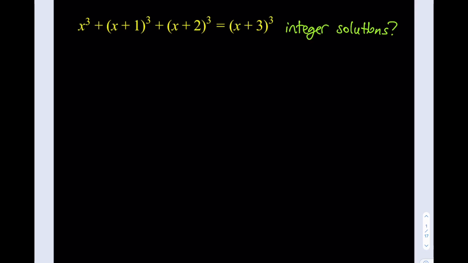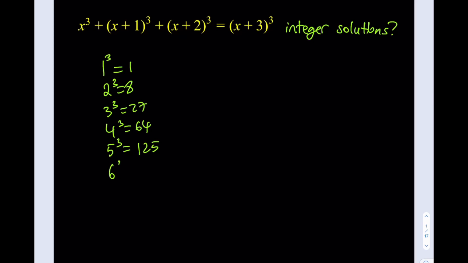Okay, so let's go ahead and list some of the cubes, starting with 1 cubed. 1 cubed is equal to 1, 2 cubed is 8, 3 cubed is 27, 4 cubed is 64, 5 cubed is 125, 6 cubed is 216, and 7 cubed is 343. And 8 cubed is going to be 512, and so on. Obviously they grow quickly, but the idea here is we have to take 3 of the consecutive ones and get something nice from there.